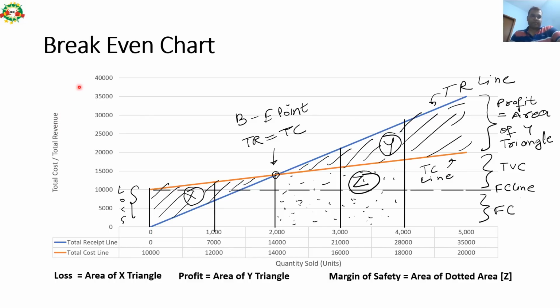And this x-axis is nothing but quantity sold or quantity produced, number of units produced, 0, 1000, 2000, 3000, 4000, 5000, and this is the total revenue, total cost. Total cost incurred is nothing but equal to fixed cost plus variable cost, and total revenue is 7 rupees per unit multiplied by units produced or units sold in the market, right? So let us first see the cost side of the unit.